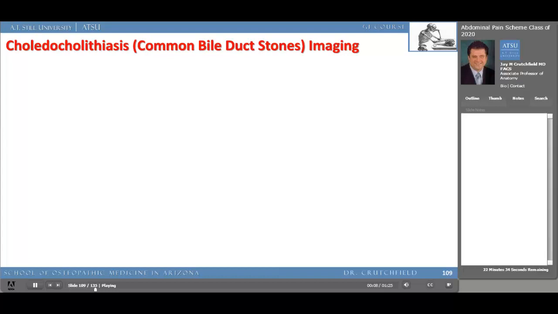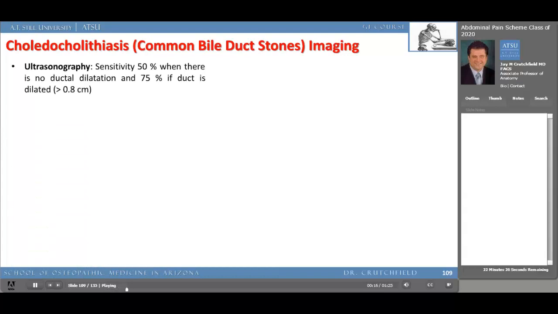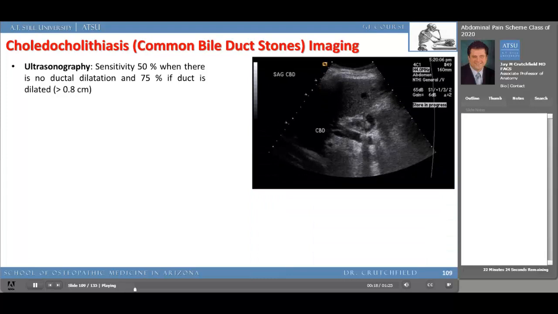There are complications to peptic ulcer disease. Collectively, peptic ulcer disease refers to gastric ulcers and duodenal ulcers regardless of the cause. There are complications to duodenal ulceration. These include perforation and bleeding, most commonly from the gastroduodenal artery.